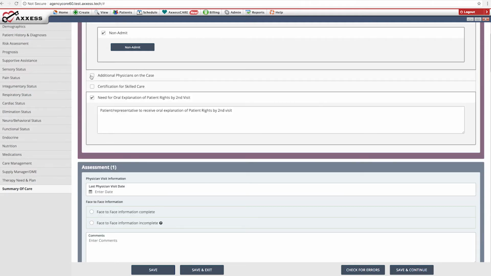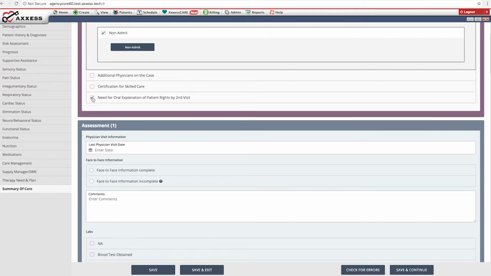If your patient has a language deficit and you are unable to actually orally explain their patient rights to them, Medicare will allow you to get an interpreter and to explain those rights by the second visit. So you're just documenting here that it wasn't done. You're acknowledging that, and that information will be on the plan of care so that it can be completed by the second visit. The next thing here is the physician information.